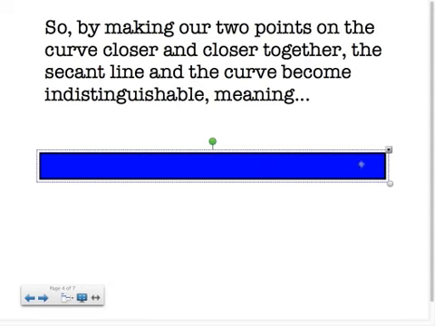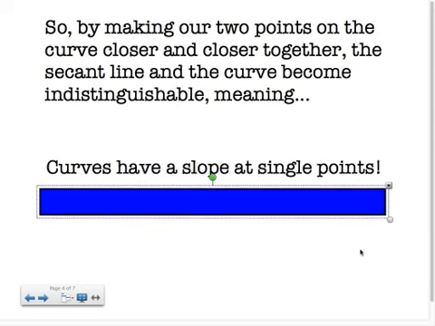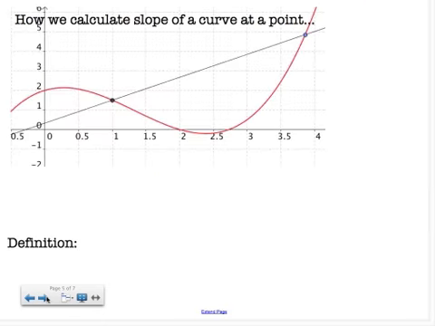So what does that mean? It means that curves don't have slope between 2 points. They're always different. Curves will have a slope at a single point. So we can talk about what is the slope of the curve at x equals 1? What is the slope of the curve at x equals 4? Specific locations. Whereas before you had to talk about what's the slope between these 2 points, and you'd always get a different answer. Now we'll get a single answer, but only at a single point. All right, let's talk about how that's going to happen.